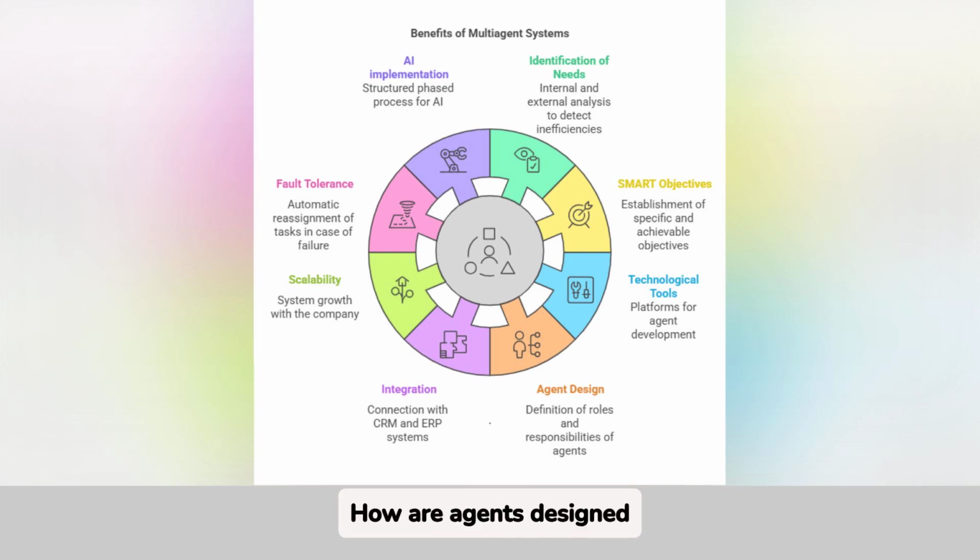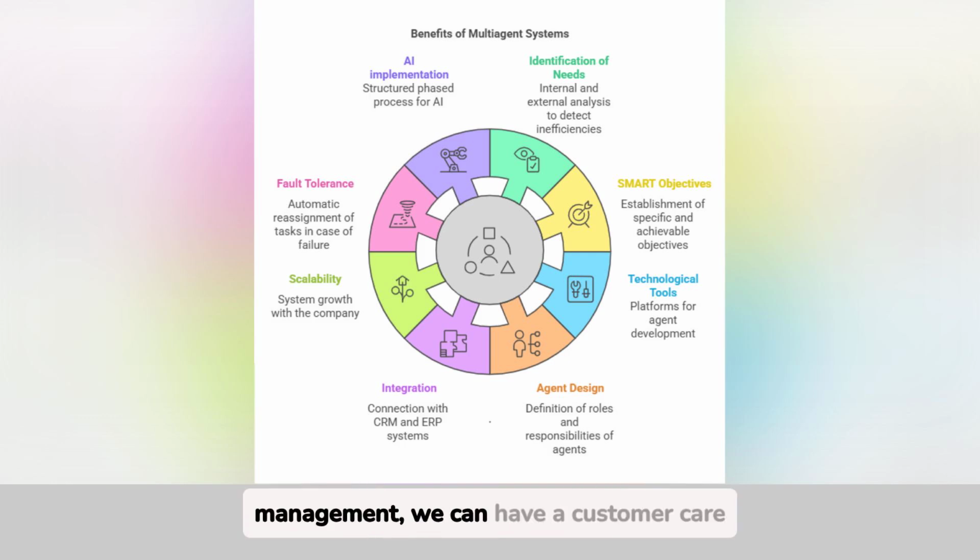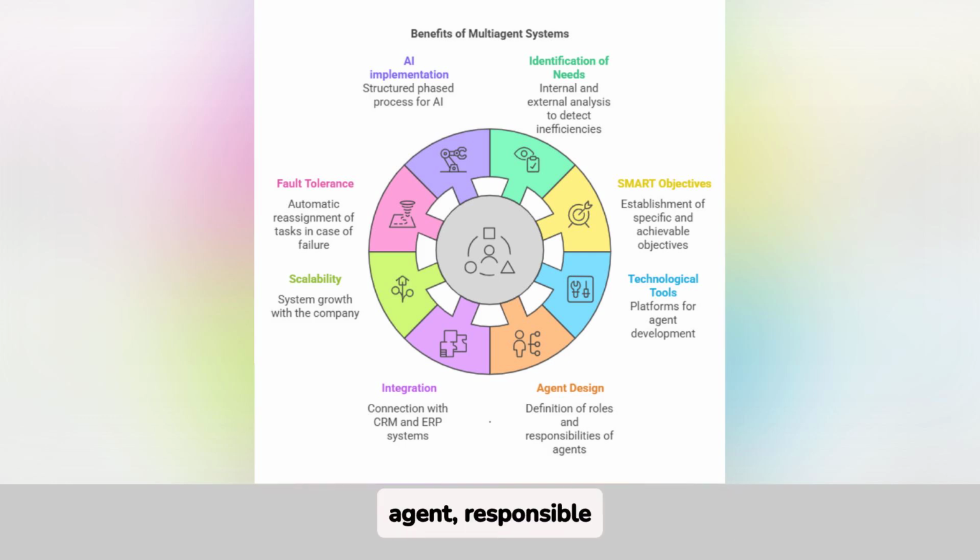How are agents designed within a multi-agent system? Specific roles and responsibilities are defined for each agent within the multi-agent system. Each agent has a clear role that allows it to interact with others and make decisions based on the information it receives. For example, in customer management, we can have a customer care agent, responsible for automatically answering frequent queries and providing personalized recommendations.